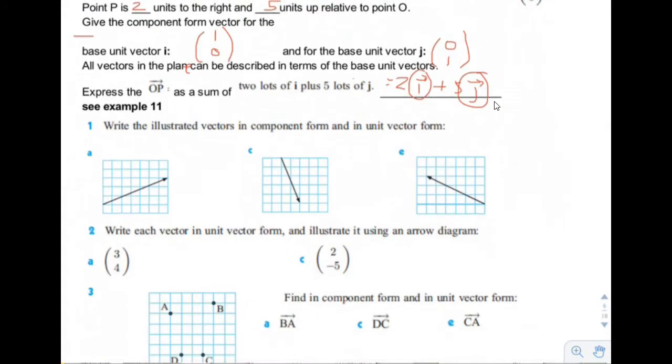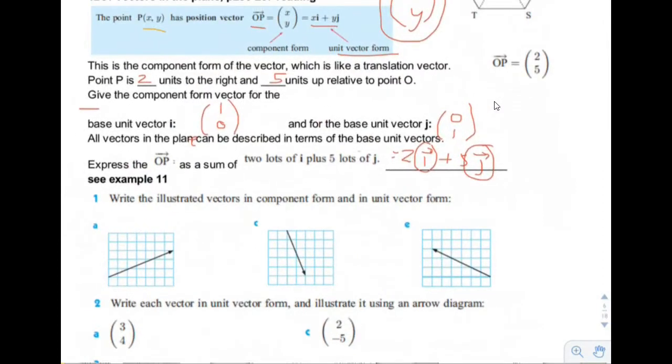Write the illustrated vectors in component form and in unit vector form. So they want it in both kinds of form. We've been doing a lot of work up until now geometrically, just drawing, and all we're going to do is put it in the coordinate system. So it's not too hard, right? This one is 1, 2, 3, 4, 5, 6, 7 over, and then 3 up. So we could write that as 7, 3, or as 7i plus 3j. I didn't put the little vector symbols here, but you know what I mean.